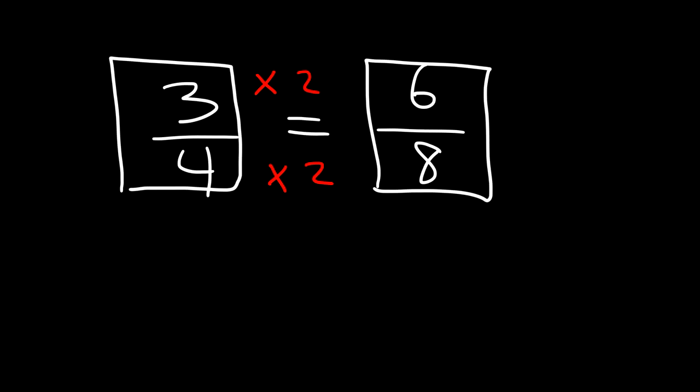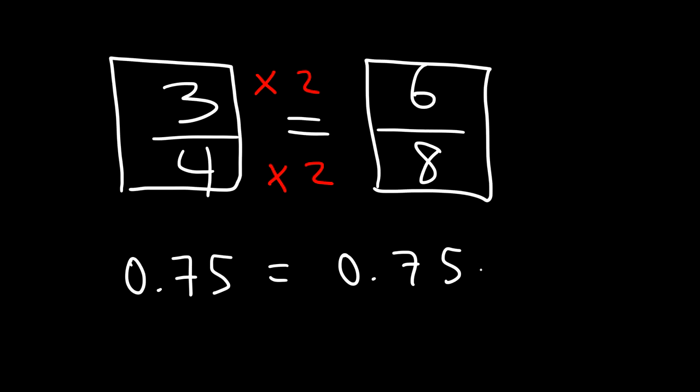If you take your calculator and type in 3 divided by 4, it will give you the decimal value of 0.75. If you type in 6 divided by 8, you'll get the same decimal value of 0.75. So these two fractions are equivalent fractions.